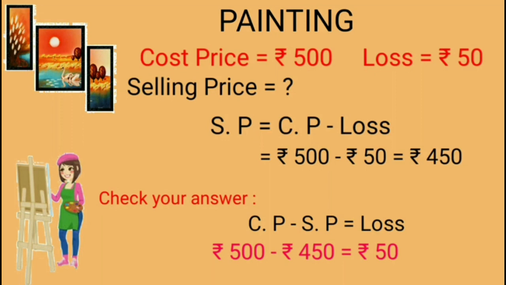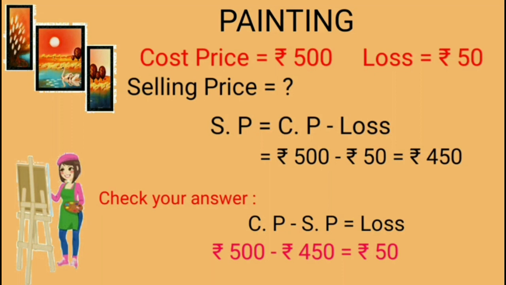Here, the cost price of the painting and loss on each painting were given. So, we can find the selling price of the painting. To find the selling price, children, always subtract loss from cost price. CP minus loss, that is 500 rupees minus 50 rupees. The difference is 450 rupees, which is the selling price of the painting.